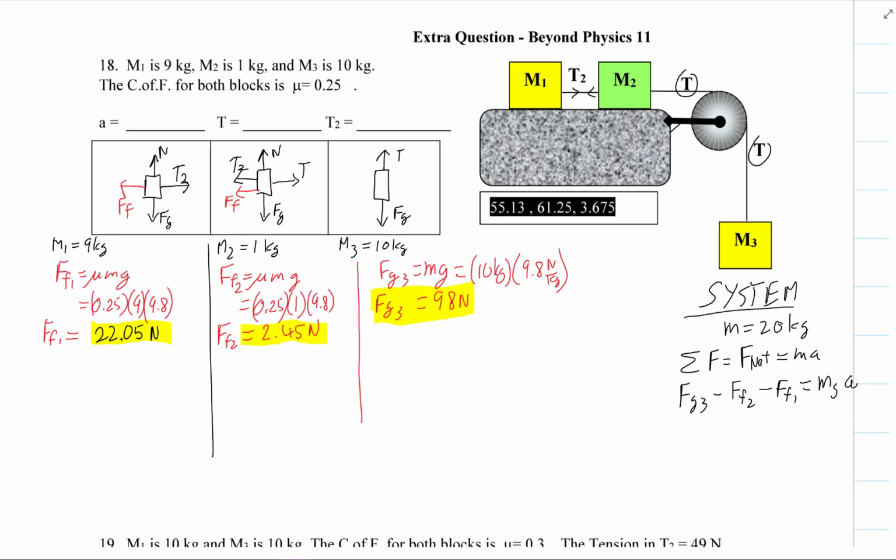Okay, so we used Newton's second law and applied it to the whole system. And these forces that I've been talking about and calculating are what's acting on the system. These are the external forces acting on each of these blocks.